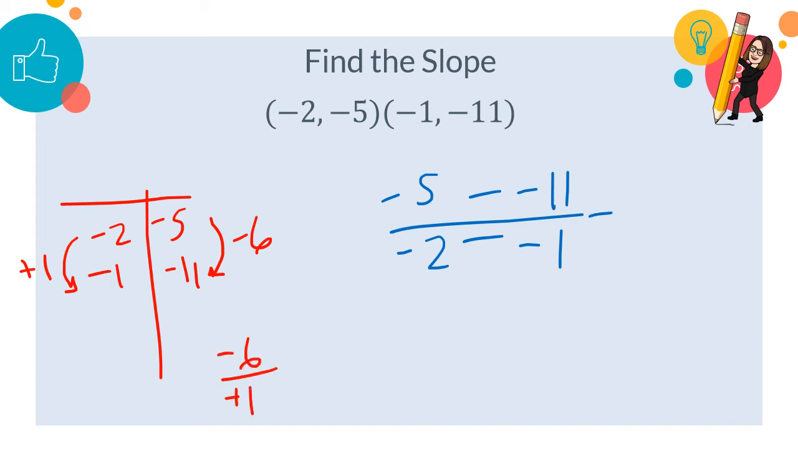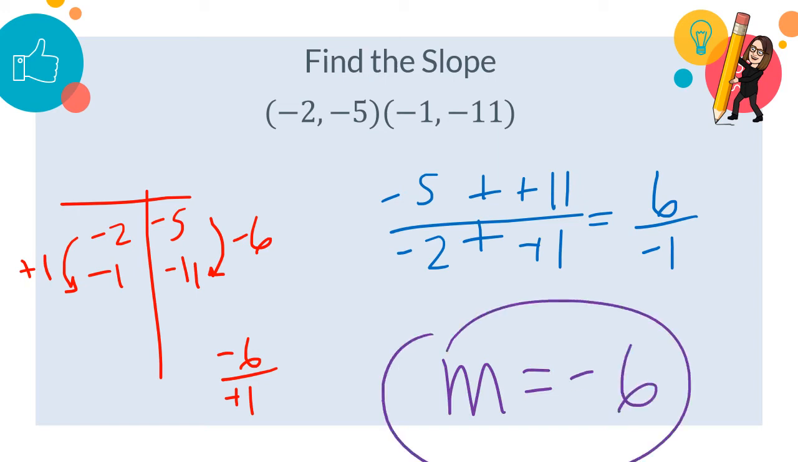Let's look at the formula. Ooh, double negatives, be careful. Double negatives become positives. So a -5 plus 11 would be a 6. -2 plus 1 would be a -1. Compare. They both divide, and they both get me to a -6.